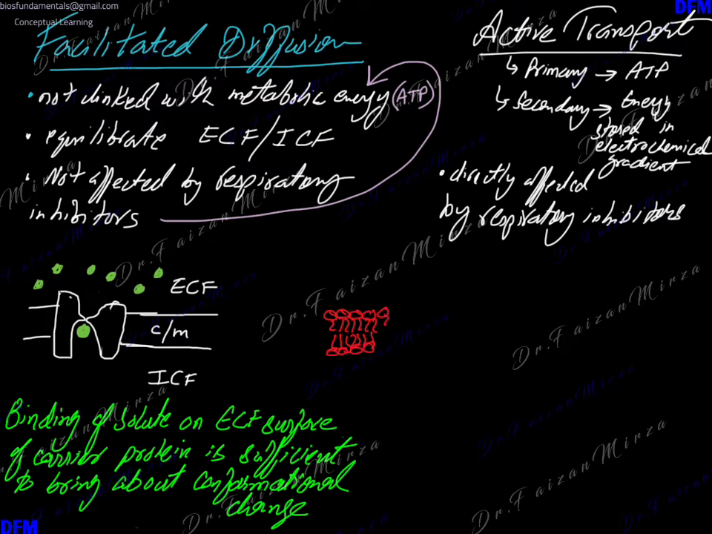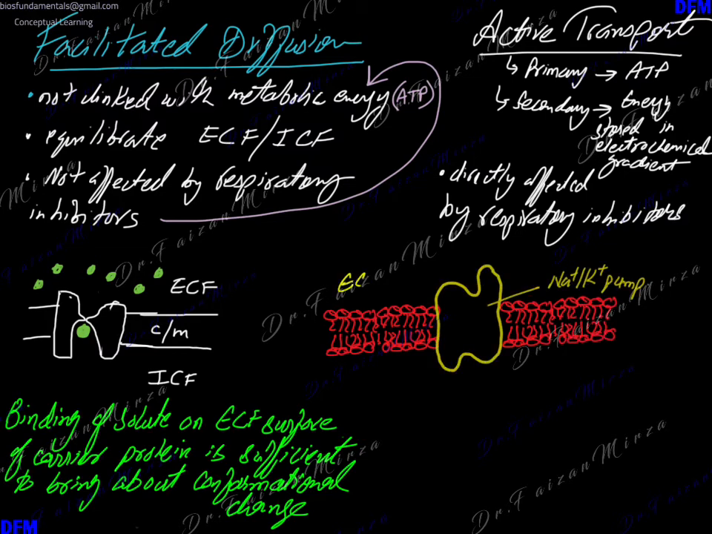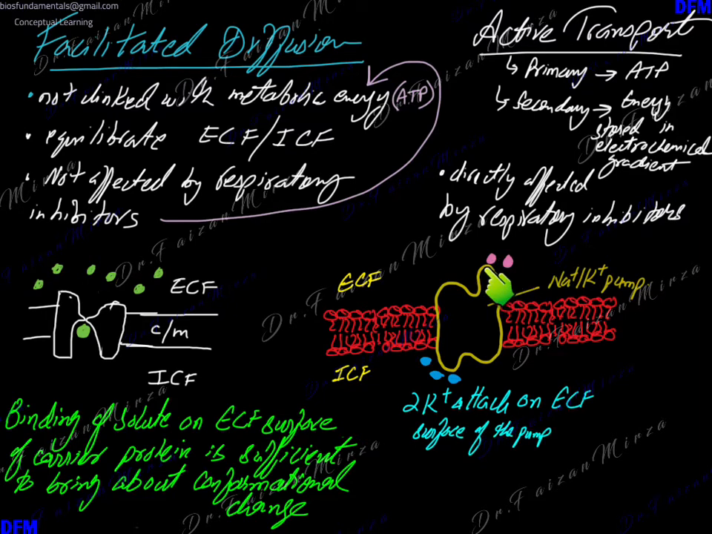I'm drawing this phospholipid bilayer here, and this is a cell membrane. You can see it will have a surface facing ECF, another surface facing ICF. This is a sodium potassium pump. As it's a transmembrane protein, a carrier protein, the ICF surface has a binding site for 3 sodium ions, whereas the ECF surface has the binding site for 2 potassium ions.